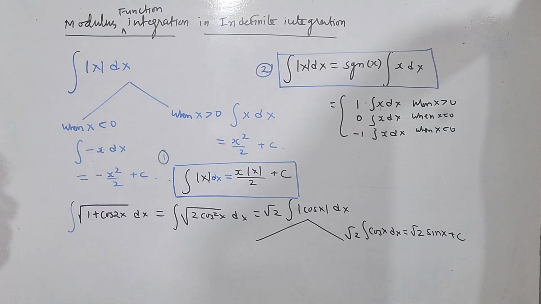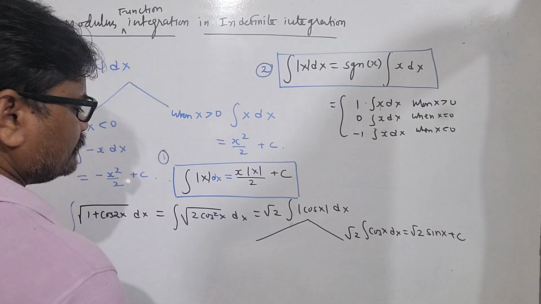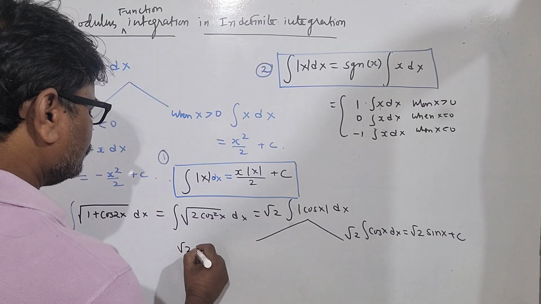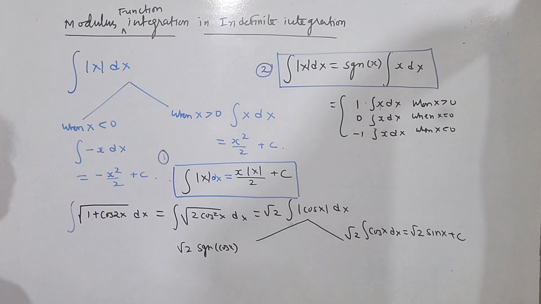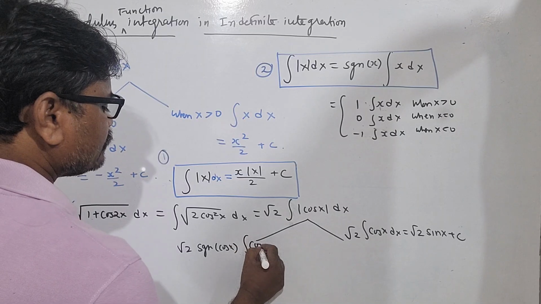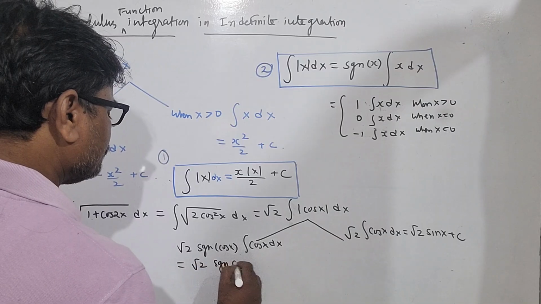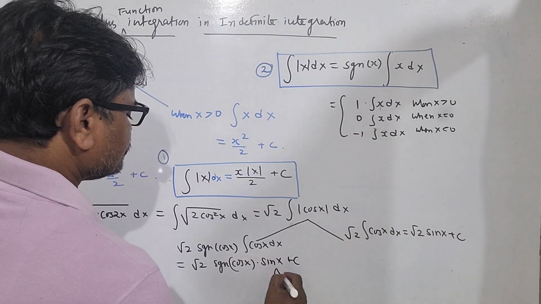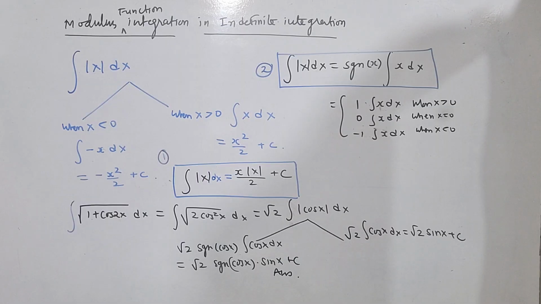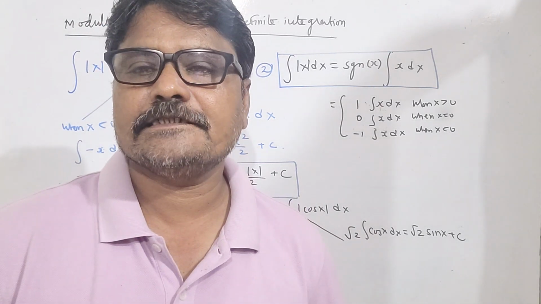Now what next can we do? We can apply this formula. And what is that? This is root 2 times signum of cos x into integration of cos x dx, that is root 2 signum of cos x into sin x plus c. This is your answer.